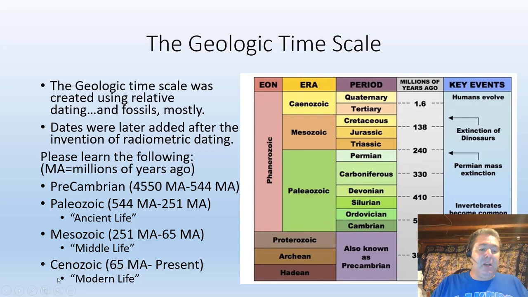The reason they call these modern life, middle life, and ancient life is that the further you go back in time, the less stuff looks like it does today. If I dropped you back in the Cenozoic in a time machine, say about 100,000 years ago, you'd say, that big furry thing chasing me is obviously some sort of elephant. If I dropped you back in the Mesozoic, things would be a little weirder. You'd say, that weird thing chewing on my leg is obviously some sort of reptile. But in the Paleozoic, you'd have no idea what that thing is that's chasing you. You just got to get away.